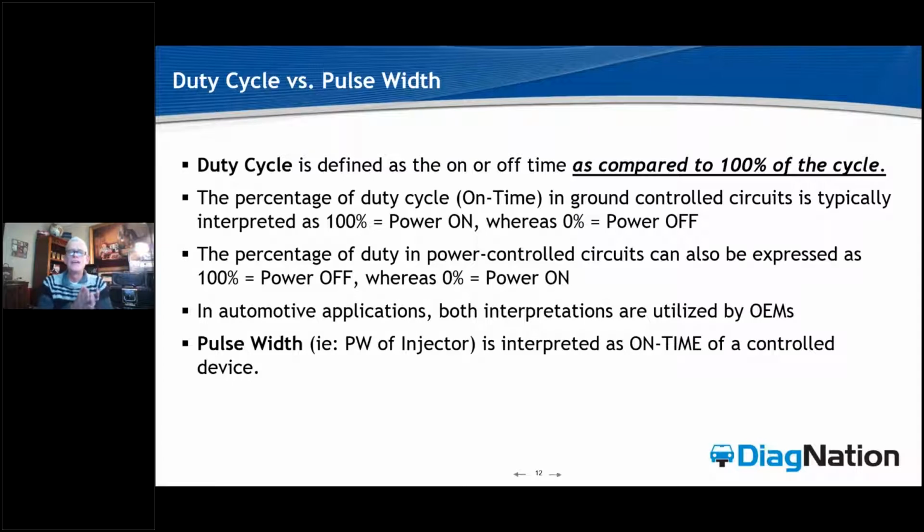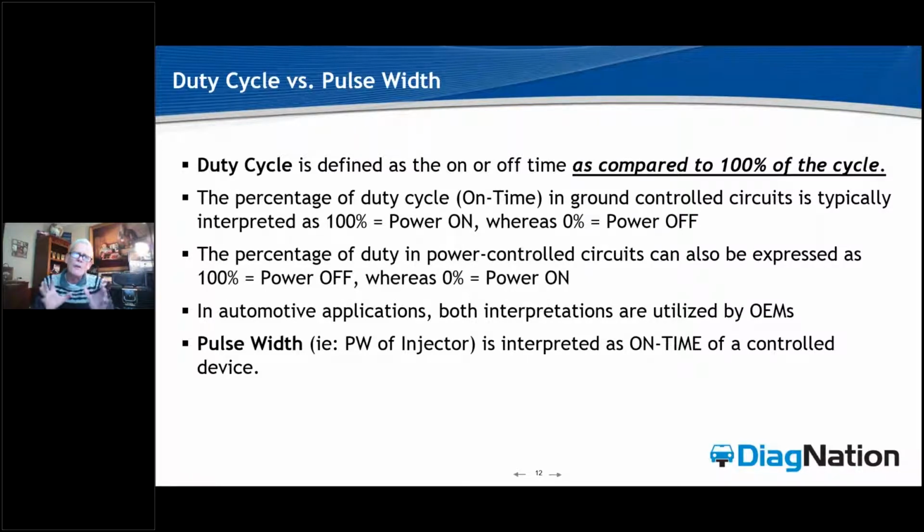But the percentage of duty cycle on time in a ground control application is typically going to be interpreted as 100% equals on, whereas 0% or near zero would be power off. Okay, but the percentage of duty in power controlled circuits can be stated as the reverse, which can be confusing in some service information like Honda, where you'll have a power controlled circuit where 12% will be full on and 88% will be full off.